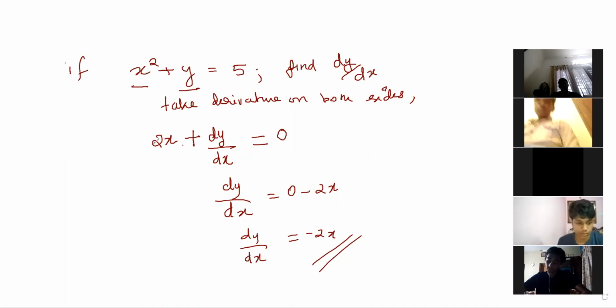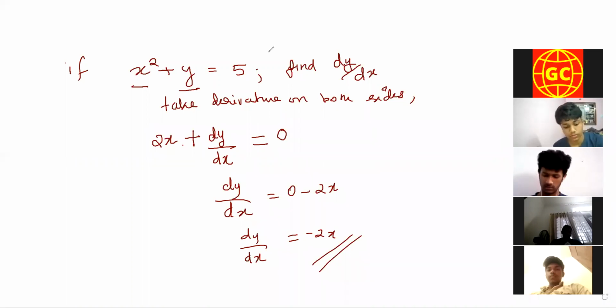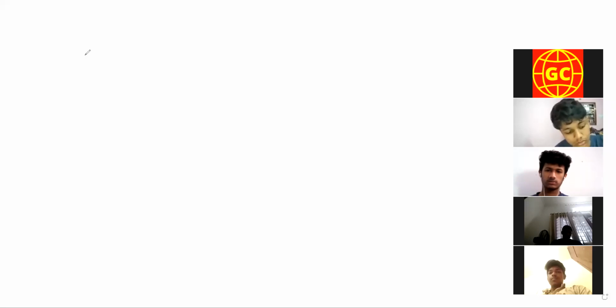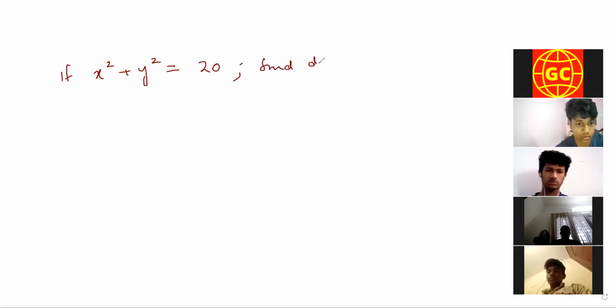Abel, is it clear? Yes, miss. Achyut, Abhinav, everyone, it's clear? Yes, ma'am. Okay, now write another question. If x square plus y square is equal to 20. If x square plus y square is equal to 20, find dy by dx. Find dy by dx.